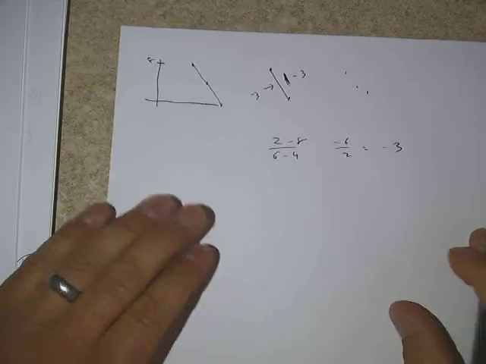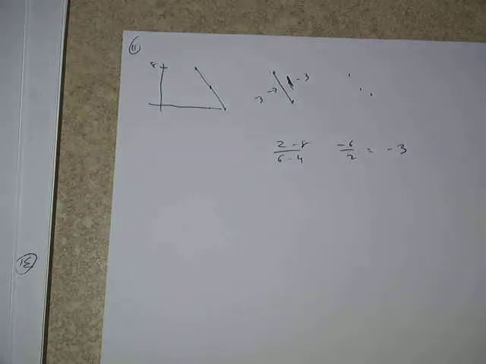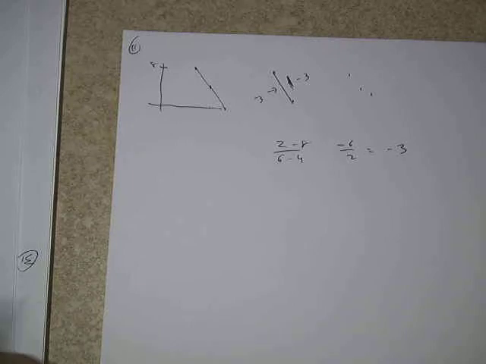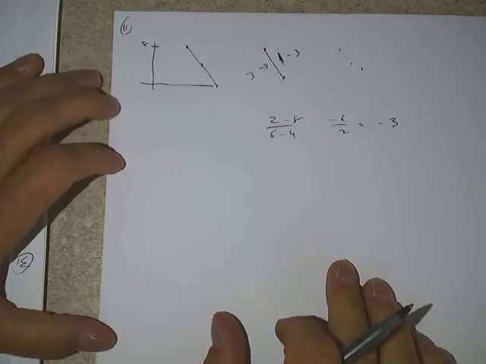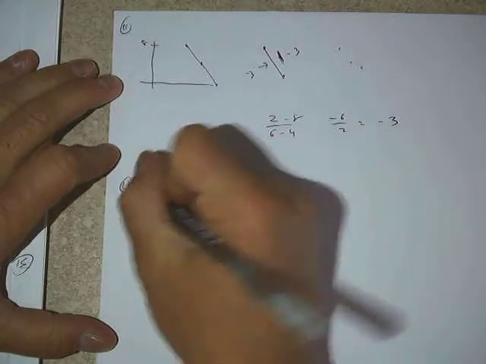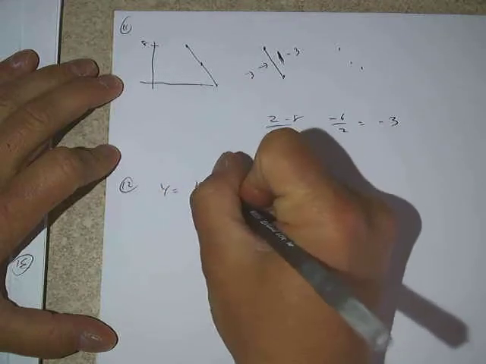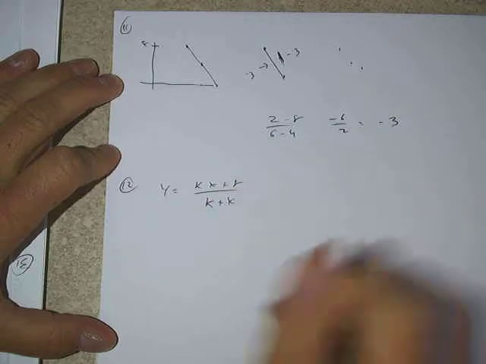The other giveaway that it's B is that if we did 2 minus 8 and we did 6 minus 4, we'd get negative 6 on top, 2 on the bottom, which would be negative 3. And remember, the mean value theorem guarantees that if the slope between the endpoints is negative 3, then the derivative is also negative 3 at some point. It would be at 5 in this particular case. So choice B would be the one.